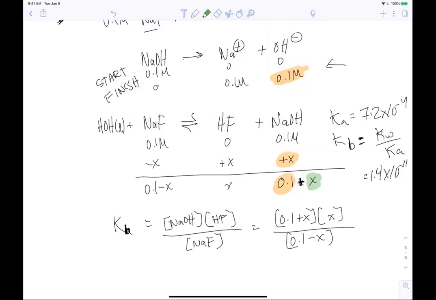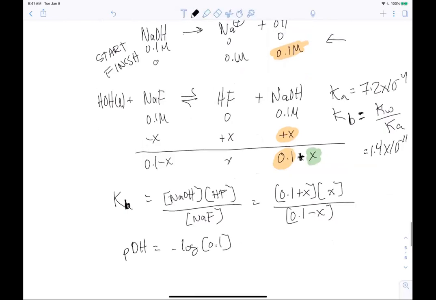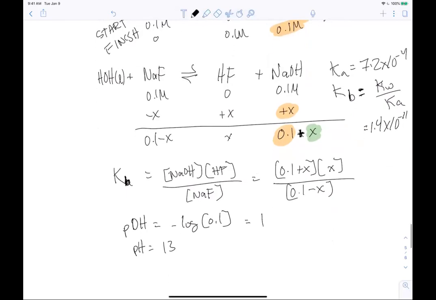How much hydroxide is going to be there? It's going to be very, very small. And so really, what's the pH of this solution end up being? Well, we can approximate it to be this concentration from sodium hydroxide here. So pOH will equal 1, which means that our pH will equal 14 minus 1. So our pH will be 13. How do I know I can do that approximation?